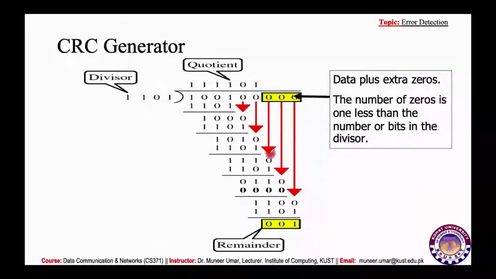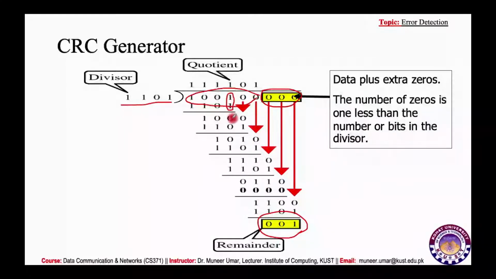Here we have an example. We have data, this one has to be sent, so what we do, we are appending 3 zeros with it, and the length of the divisor is 1 greater than these 3 appended bits, so it should be 4 bits. And if we divide this data by this divisor we will get 001 as a remainder.